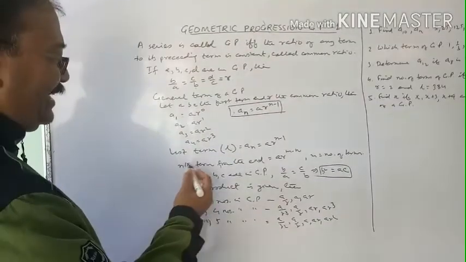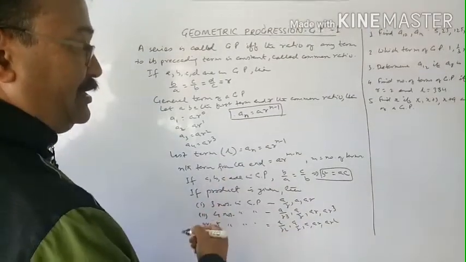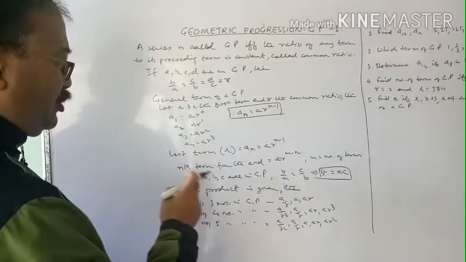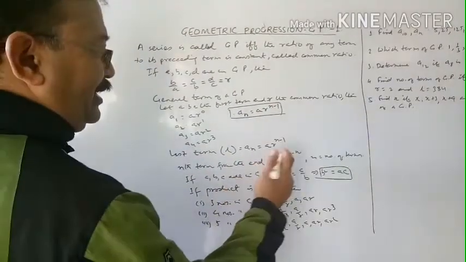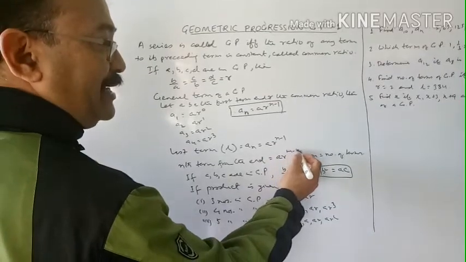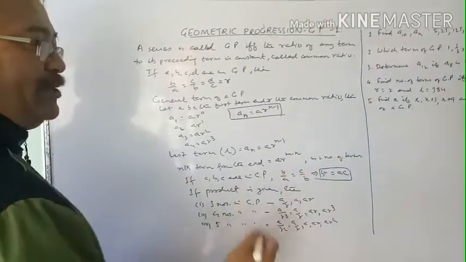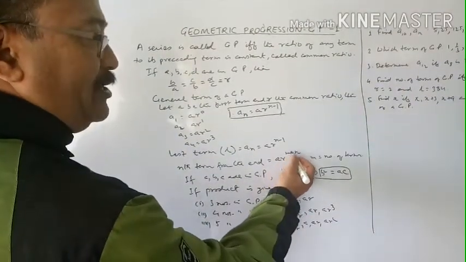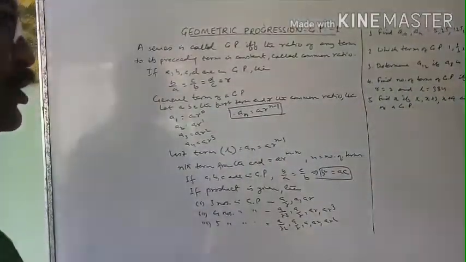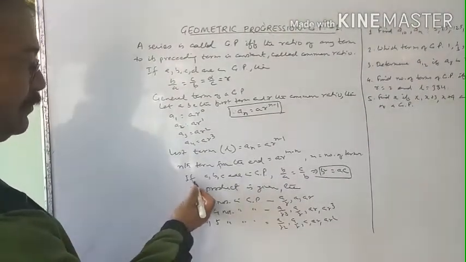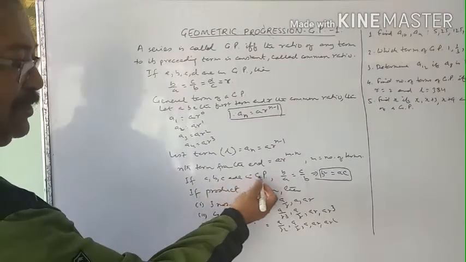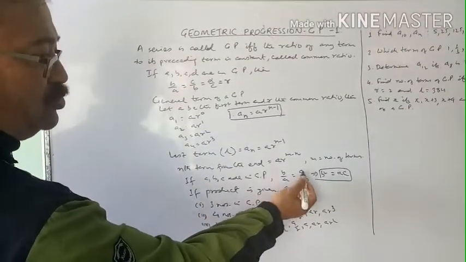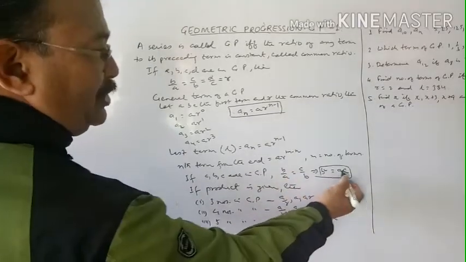Now suppose you have to find the nth term from the end. This is the nth term from the beginning, remember. Suppose you have to find the nth term from the end, then it is A R to the power m minus n, where m is the number of terms. So if there are 20 terms, then the 11th term from the end will be A R to the power 20 minus 11. Now if 3 numbers A, B, C are in GP, then you know their ratios are equal. B by A will be equal to C by B. So if you cross multiply, B square equals AC.